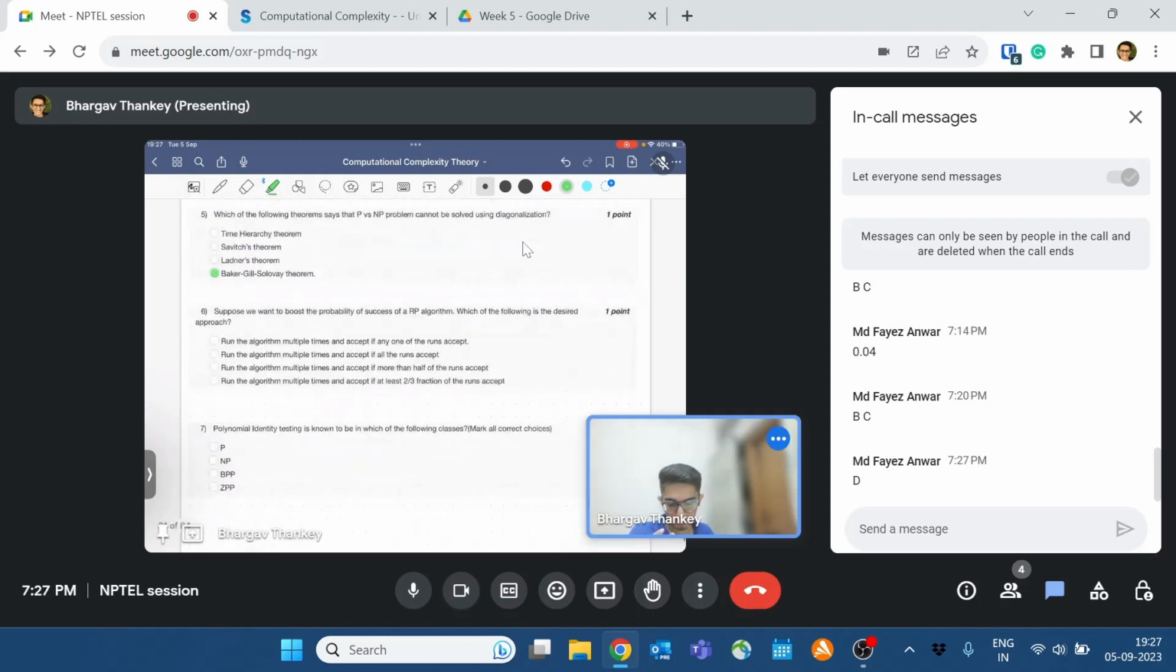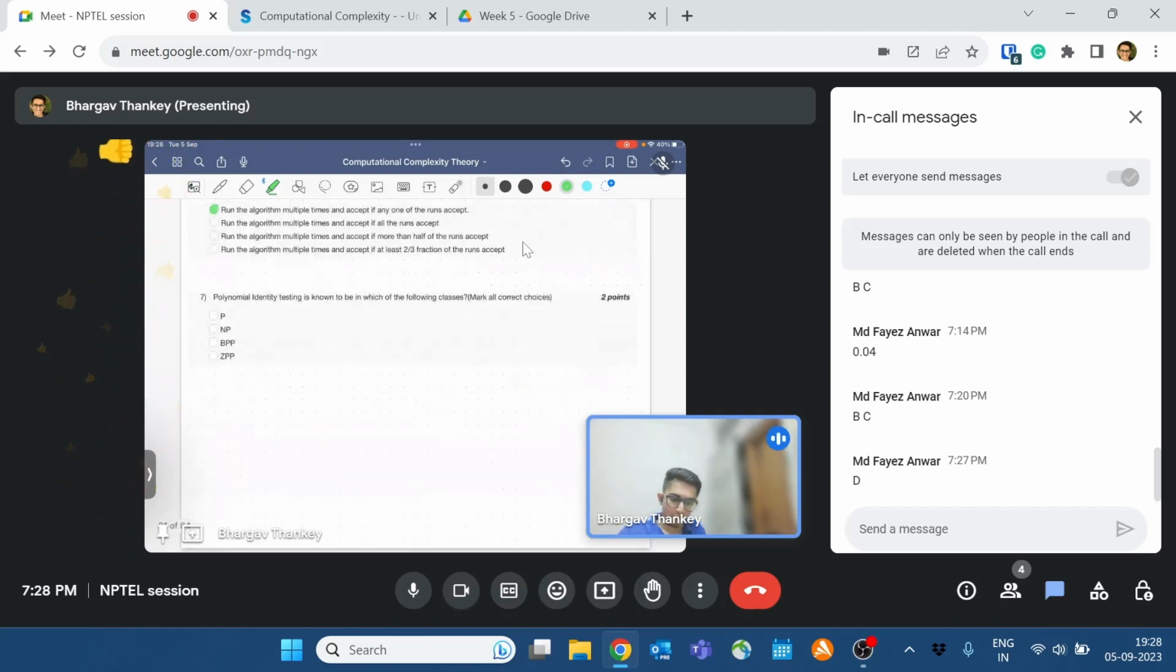Okay, so the next problem is: suppose we want to boost the probability of success of an RP algorithm. Which of the following is the desired approach? Run the algorithm multiple times and accept if and only if one of the runs accepts. Run the algorithm multiple times and accept if all runs accept. Run the algorithm multiple times and accept if more than half the runs accept. Or run the algorithm multiple times and accept if at least two-thirds of the runs accept. We already did this by looking at a similar question for coRP. So the answer is A, right? Yeah, any one of the runs accepts. So is this fine? Yeah.